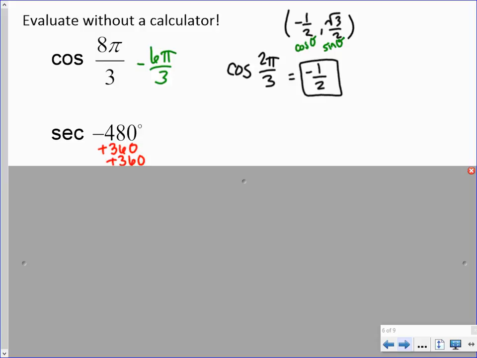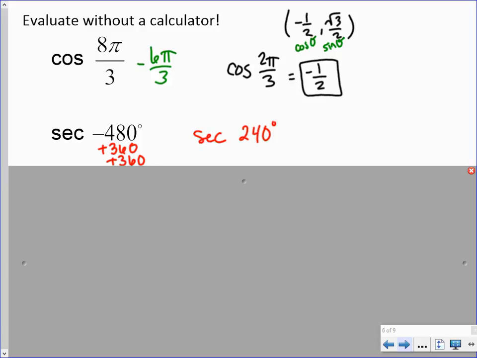If you add 360 once, it's still negative. So you gotta add 360 again. What is your coterminal angle? 240. So we're doing the secant of 240 degrees.